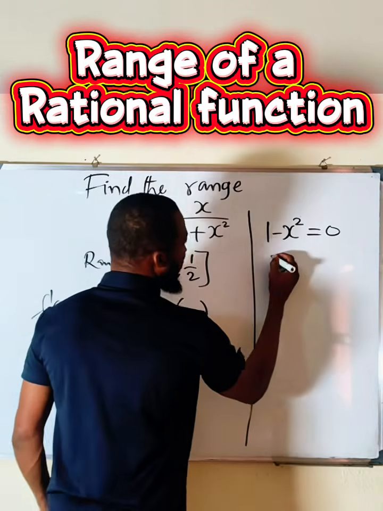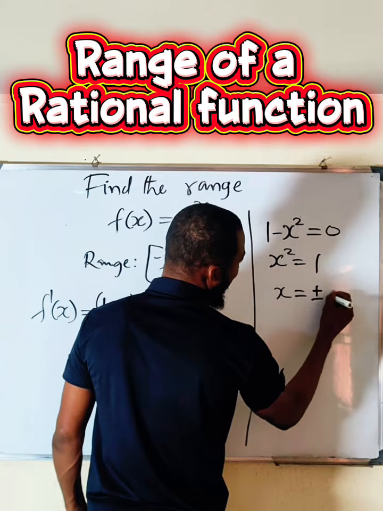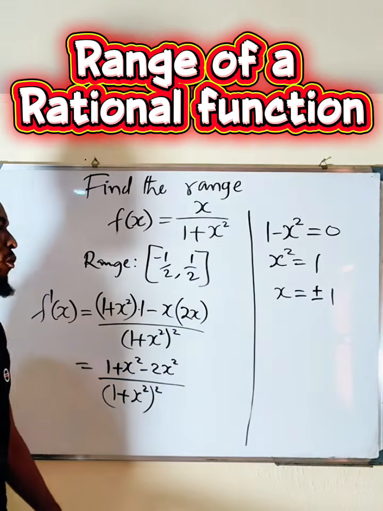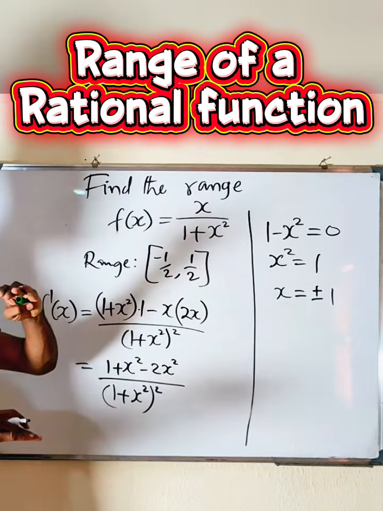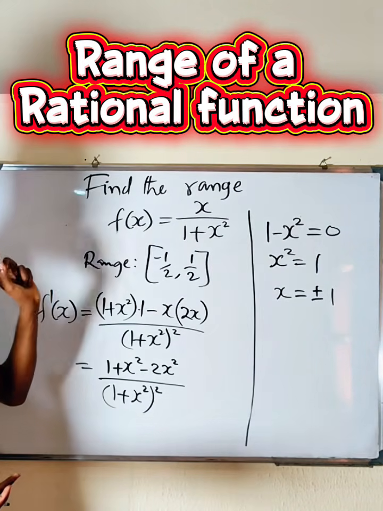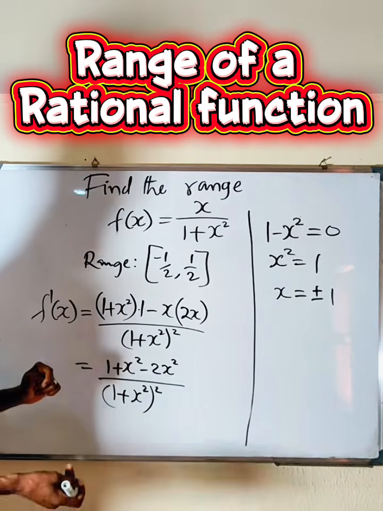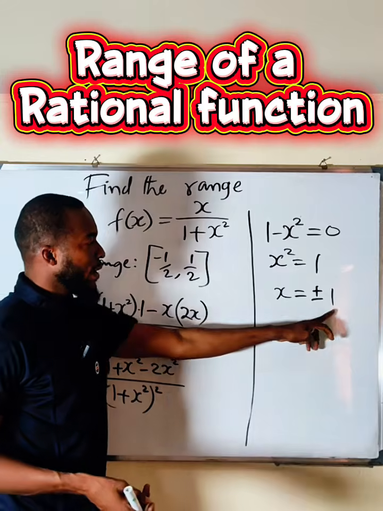So if you solve this, it implies x squared is equal to 1. Therefore, x is equal to plus or minus 1. These are the values of x at the maximum and the minimum points of this function. And we are looking for the interval from the maximum to the minimum. That is the range. All right, let's take 1.